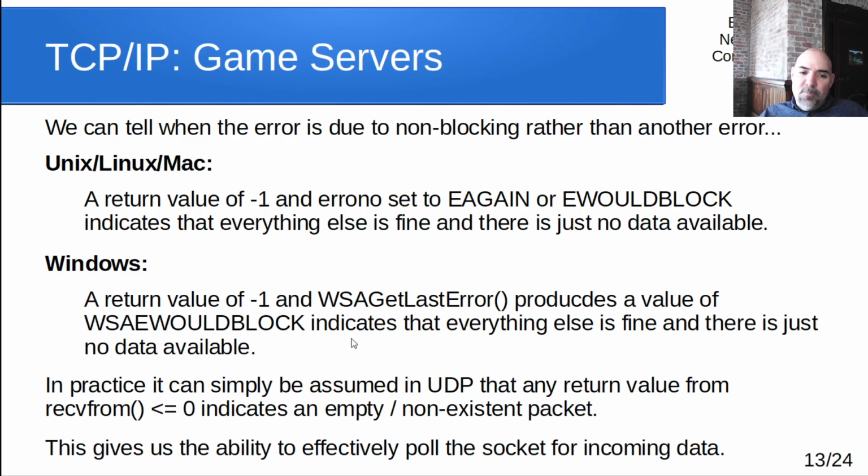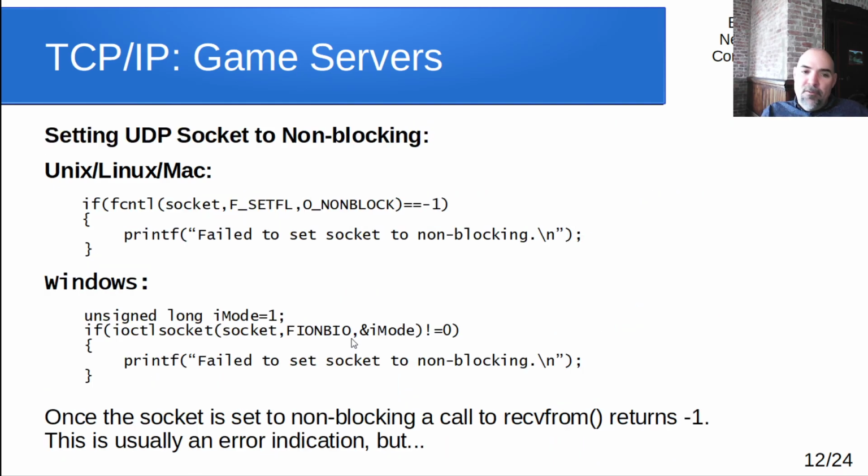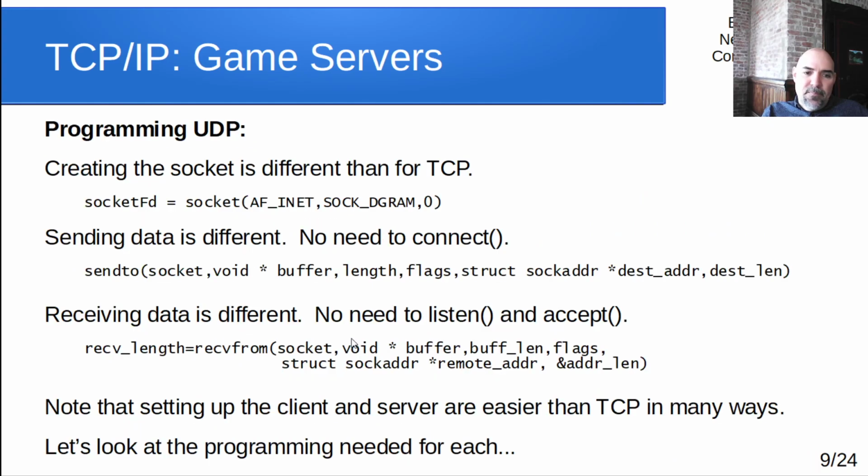There's just no data. So in practice, in most cases, we could just assume that a result from recvfrom that is less than or equal to 0 indicates an empty or non-existent packet. Because recvfrom, remember if we go back, returns the length. So if this returns a length that's negative or 0, that means there was no data that we received. There's a problem in that we didn't receive anything. And if we turn off blocking, then this length will only be -1 or 0 when there's a failure.